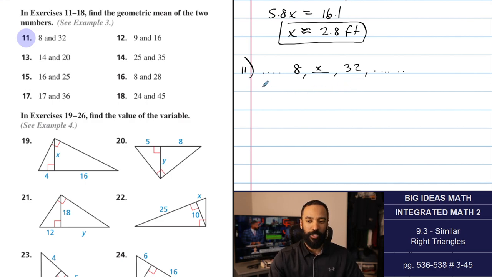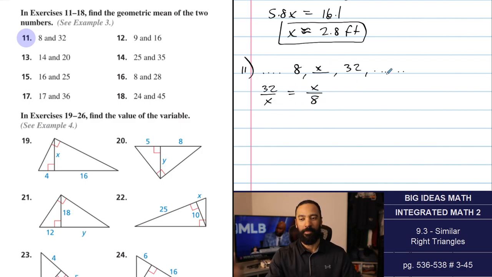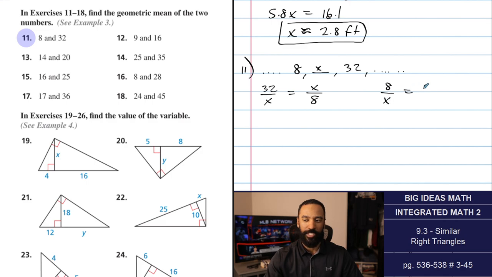That something I need to multiply by can be set up. If I divided 32 by x, I get what I multiply by. If I divide x by 8, I get what I multiply by. And that number needs to be the same. It needs to be a common ratio. So here's a way we could set it up. 32 over x is x over 8. We also could have done 8 over x is x over 32. It's the more common way that I write it.